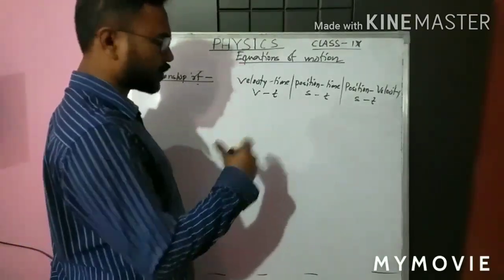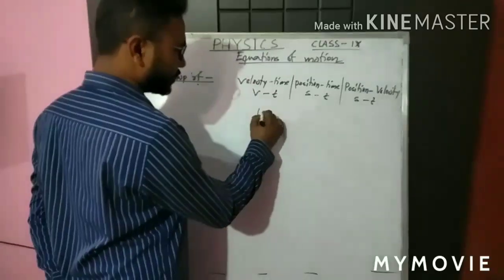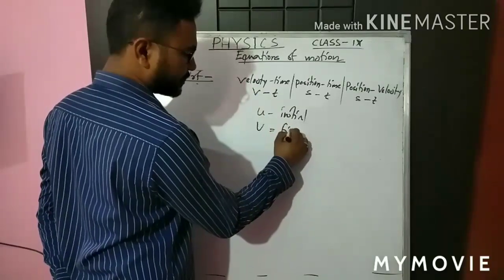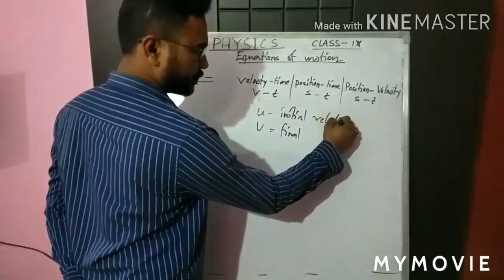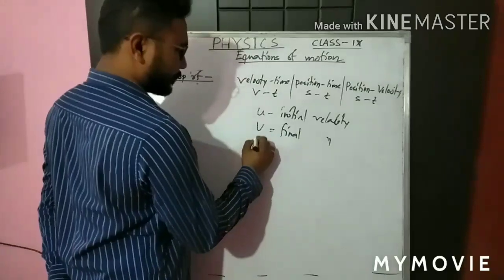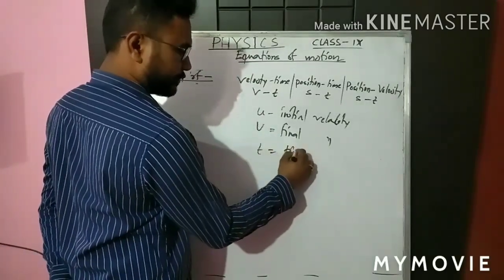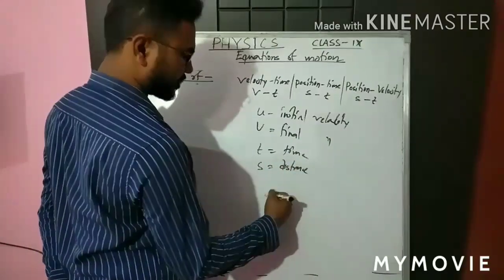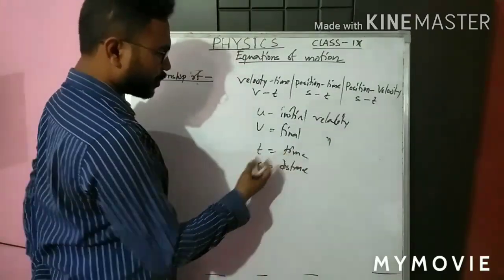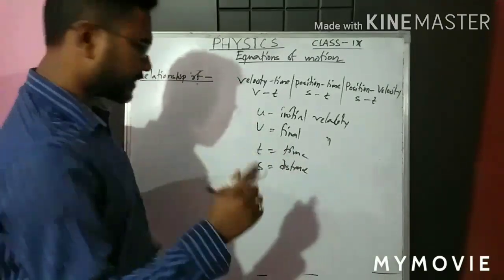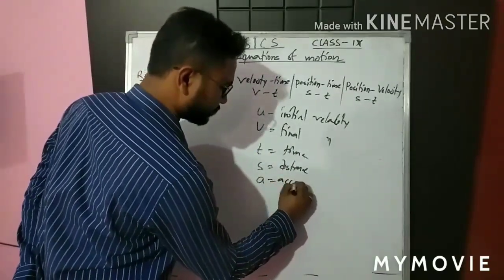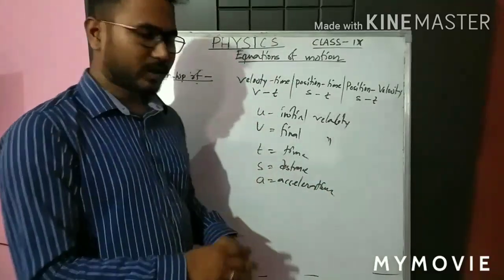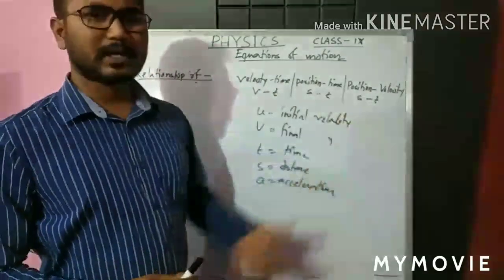Because the terms we have understood are U, which is initial velocity, V, which is final velocity, and T is time, S is distance, as we are considering motion in a straight line. So these are four terms. Another thing is A, acceleration. Now there are five terms we know. So why are there not five relationships?